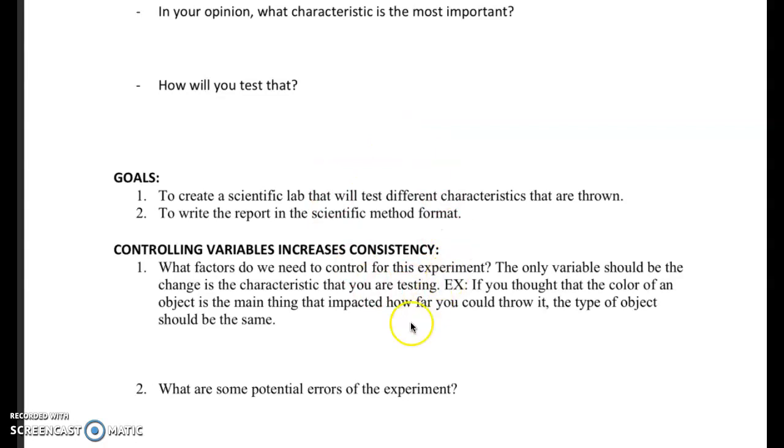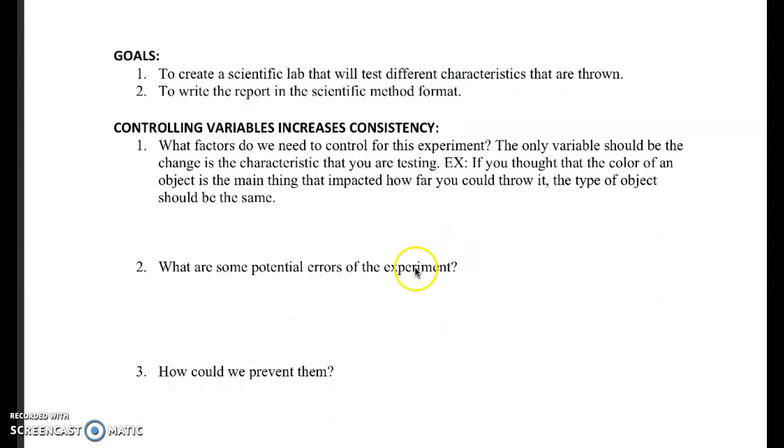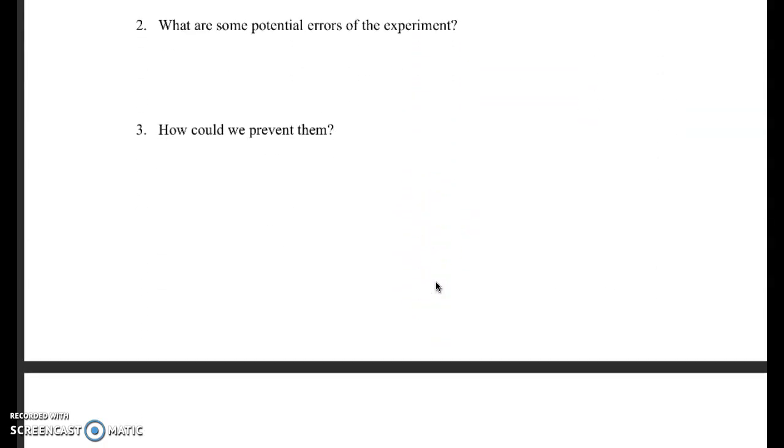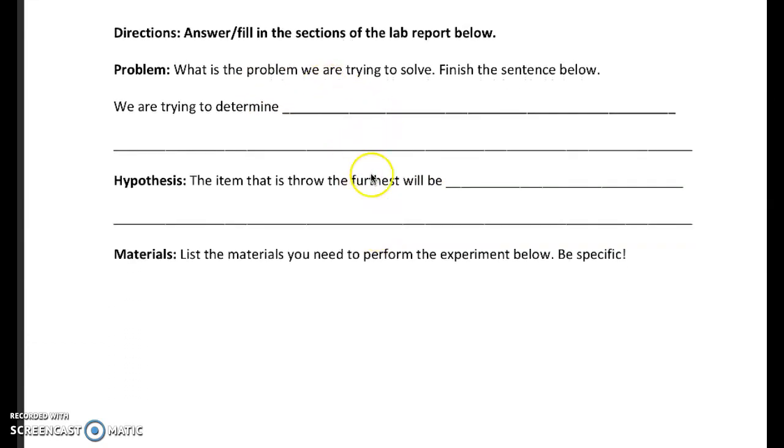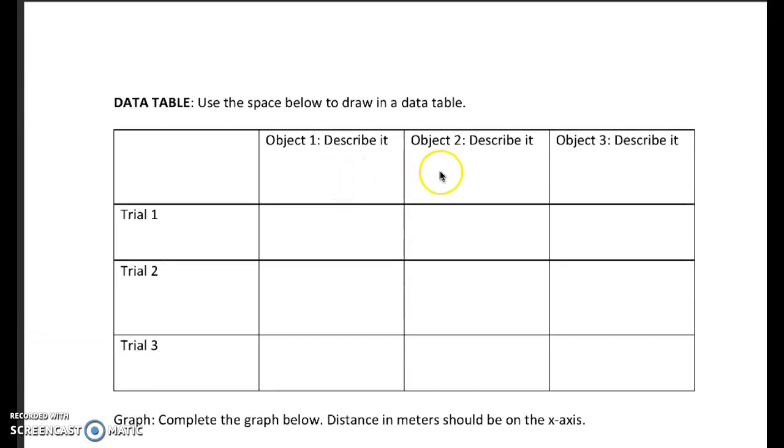So you're doing the same exact thing that we did before with the towel and so forth, and trying to determine and fill out your problem, hypothesis, materials, procedure, and objects. So 3 different objects or 3 of the same object of different sizes, shapes, whatever you're deciding. Everything should be the same except for the thing that you're testing.